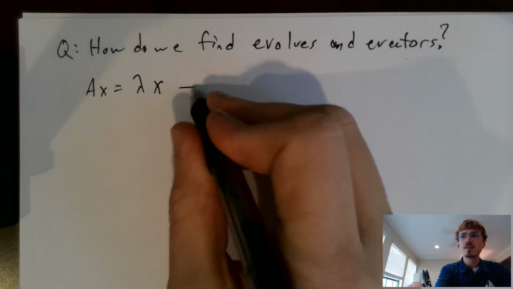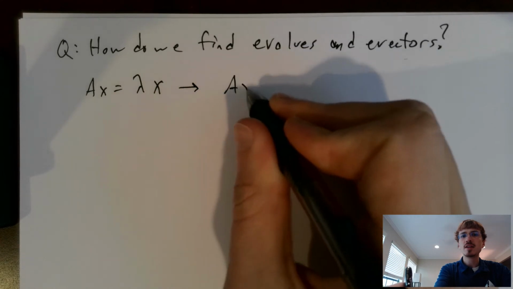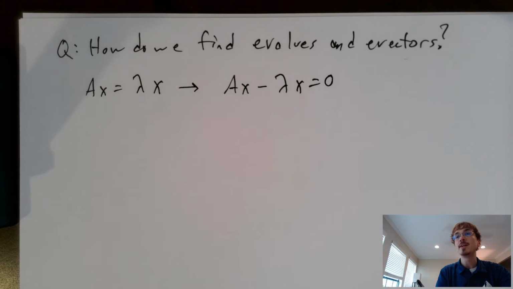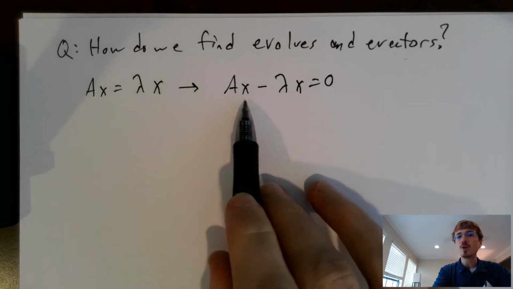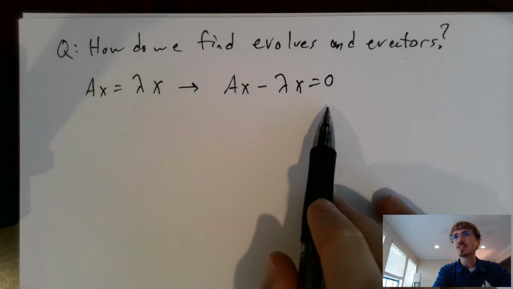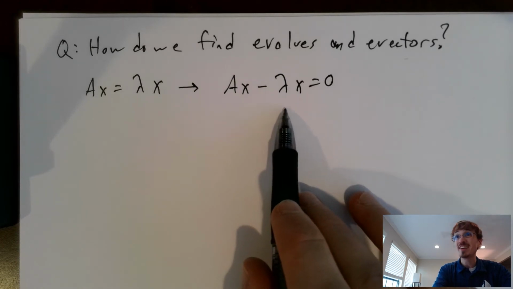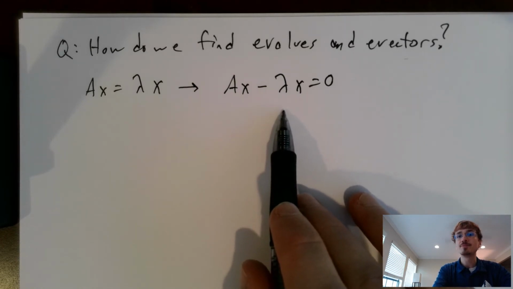Well, this means that Ax minus lambda x equals 0. We know from algebra that if we ever want to solve for x, we get everything on one side and then solve in some way, right? Factor and solve. How can we do this?